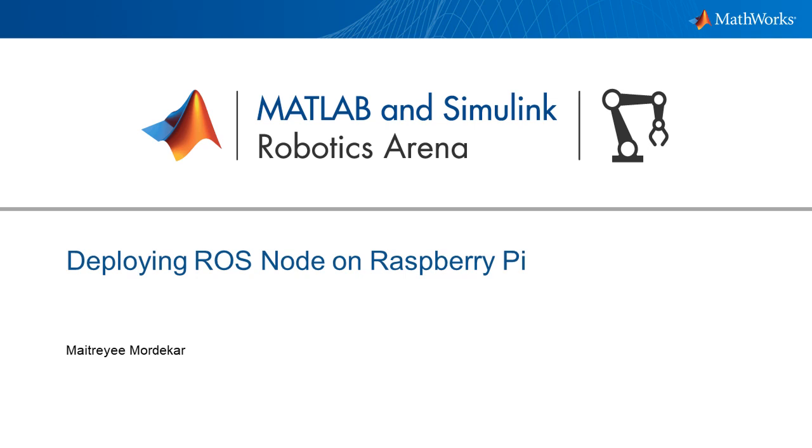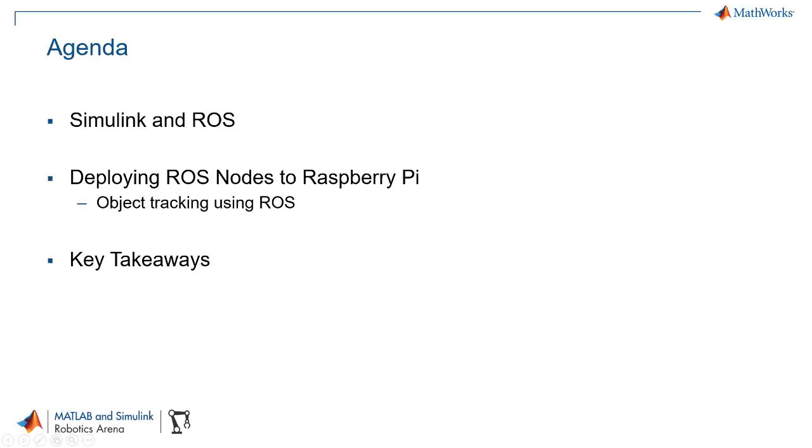My name is Maitreyee and we will today talk about how we can use ROS on a Raspberry Pi hardware using Simulink, showcasing an object tracking example. This is what we will cover today. We will talk about Simulink and how it can plug in with ROS. We'll see how we can deploy ROS nodes on Pi and then finally discuss the key takeaways.